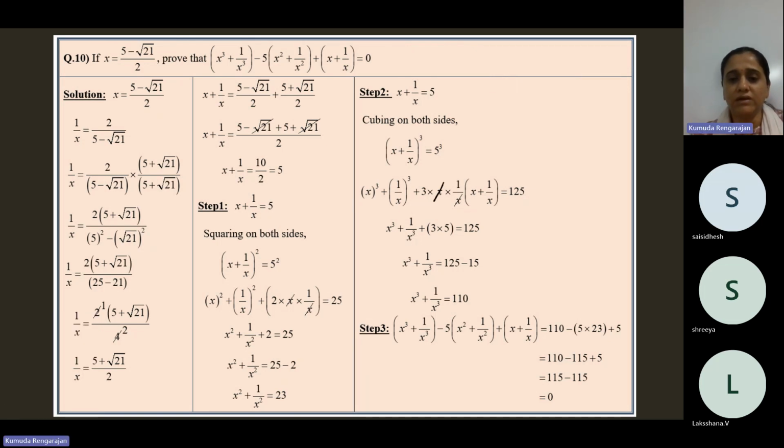So in 3ab, x in the numerator, x in the denominator gets cancelled, and x plus 1 by x, the value is 5. So 3 into 5, 15. On the other side, minus 15. So x cube plus 1 by x cube is equal to 110.